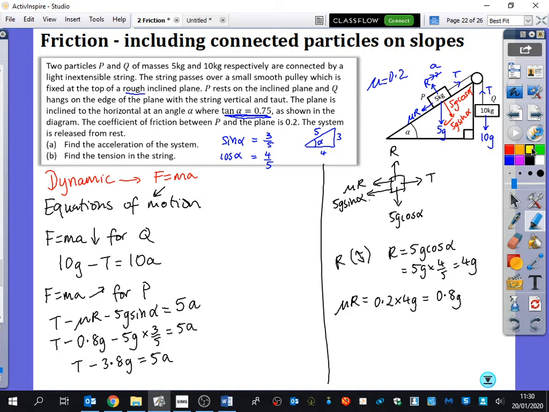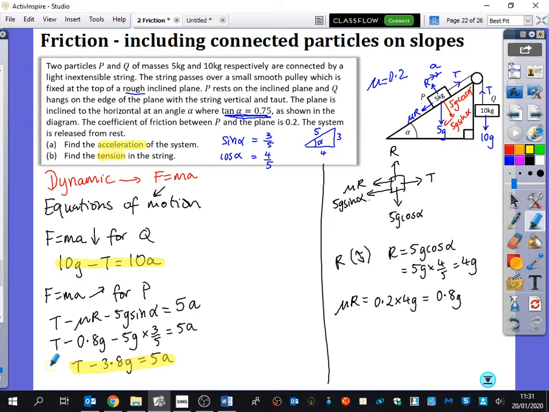So what have we come across now? Can anybody spot what it is? Yeah, it's going to be simultaneous equations, because remember, they want you to think about the acceleration and tension. Well, this one has got acceleration and tension. Remember, g is just a number. This one has also got acceleration and tension. And that's our equation of motion for the Q particle, and this is our equation of motion for the P particle. And we just want to combine those equations together to find out what a and T are.